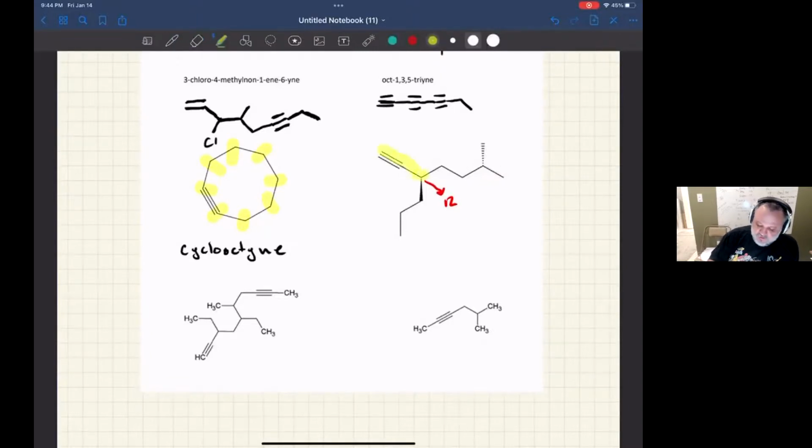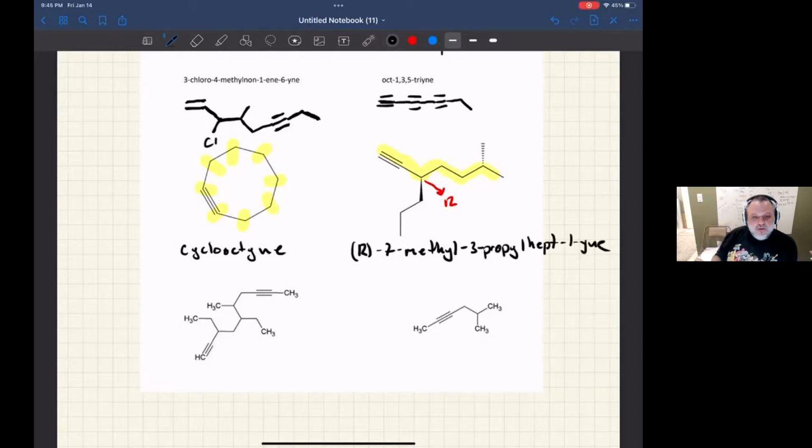So we said that this was our chain. So we've got 1, 2, 3, 4, 5, 6, 7 is our chain. So that's a heptyne. It's 1-heptyne. It's got a methyl group at the 6 position and a propyl group at the 3 position. So that's going to be, let's see, methyl before propyl. So it's going to be 3R, excuse me, R, 7-methyl, 3-propyl, and it's hept-1-yne.